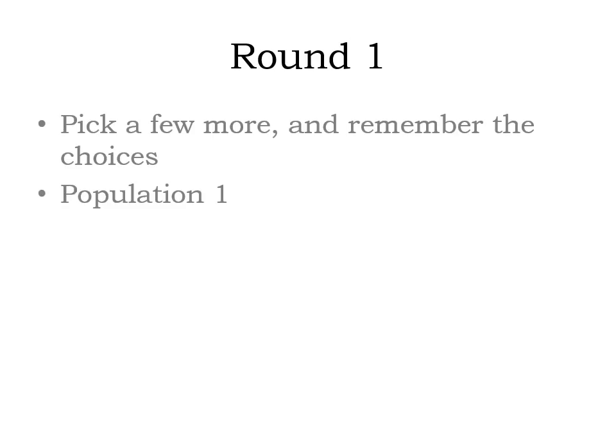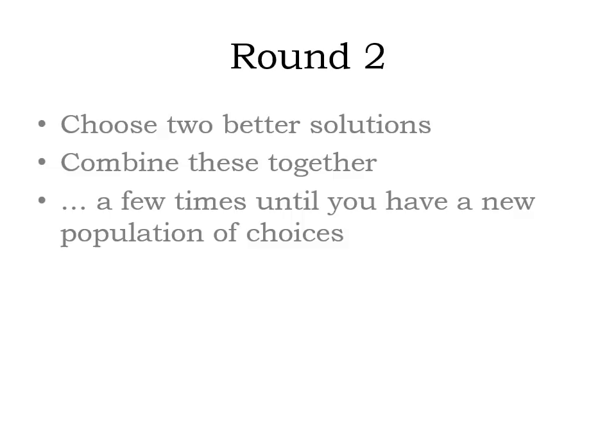Well, okay, for round one, your computer's going to pick several different random numbers to make a population. And for round two, it's going to choose a couple of better solutions and combine them together to make a new one and do this several times until it's got a new population.